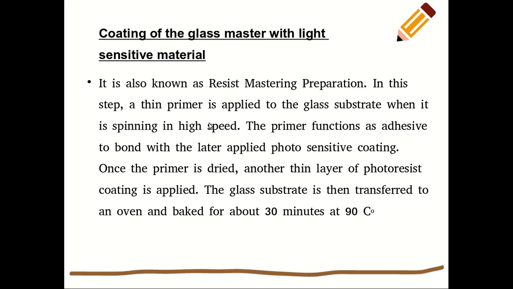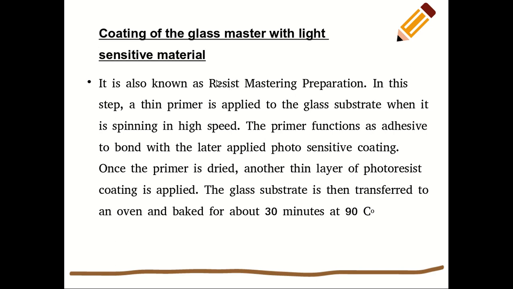The next step towards CD making is coating this glass master with light sensitive material. It is also known as the resist mastering preparation. In this step, we are actually converting a glass master into a resist master. Now, a photoresist or resist material is any photosensitive material that is widely used in areas where we have to label some information.